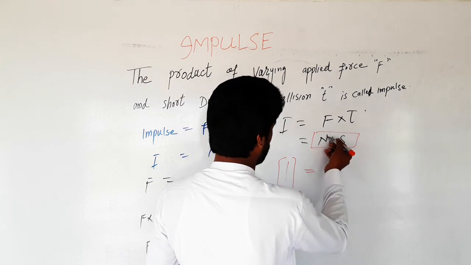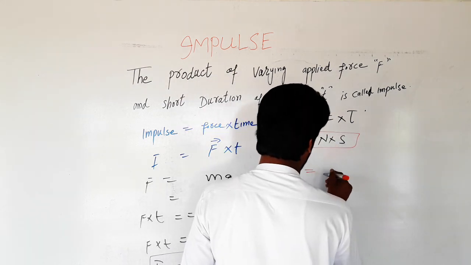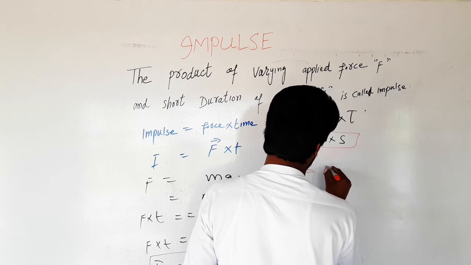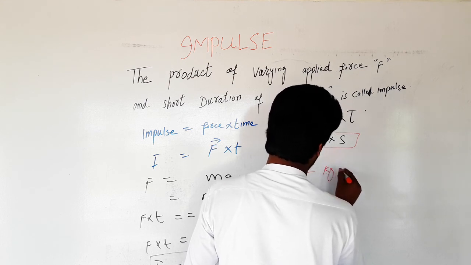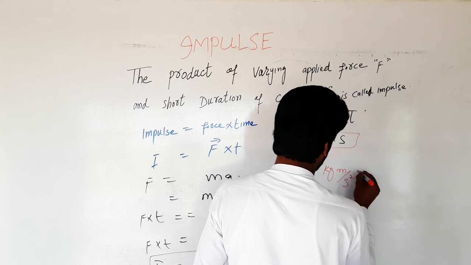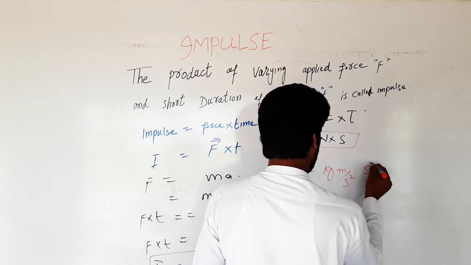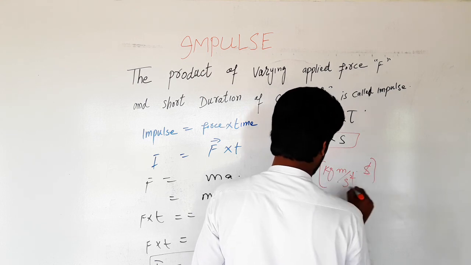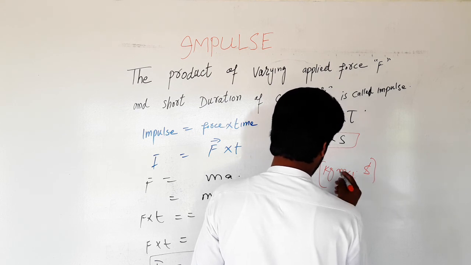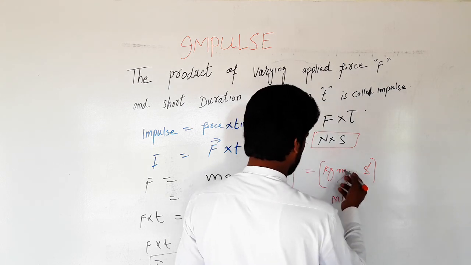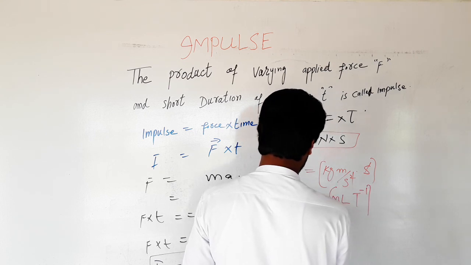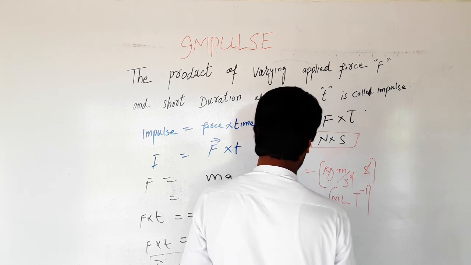And we derive the dimension of impulse. Newton is equal to kg meter per second square, and this multiplied by second is equal to M L T to the power minus 1, where M shows mass, L shows length in meters, and T shows time in seconds. This is the dimension of impulse.